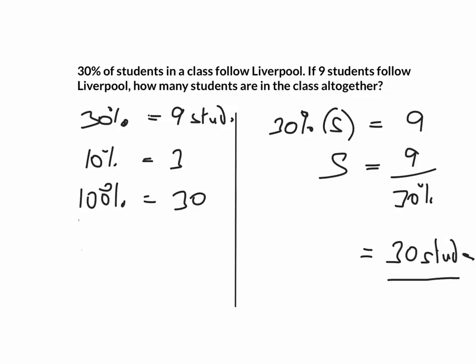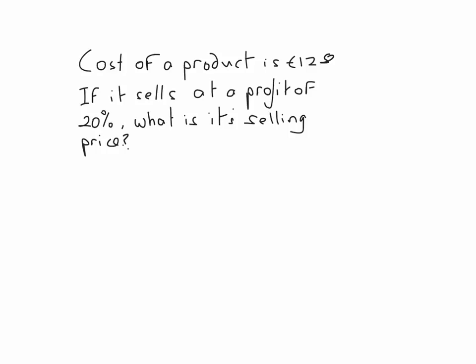Okay, so there are 2 different methods. Pick whichever one you feel most comfortable with, and let's move on to the next problem. So let's have a look at another one. The cost of a product is 128 euros. If it sells at a profit of 20%, what is its selling price?